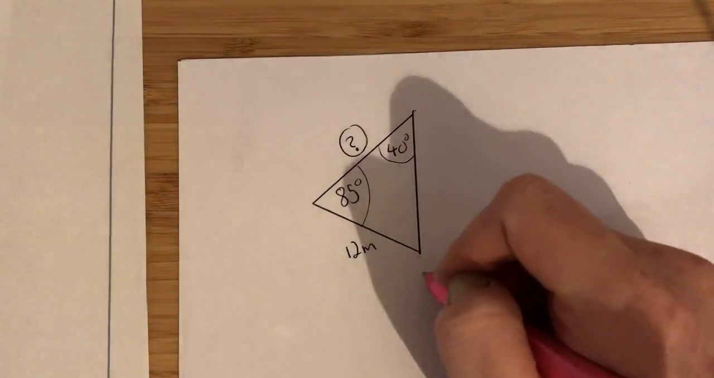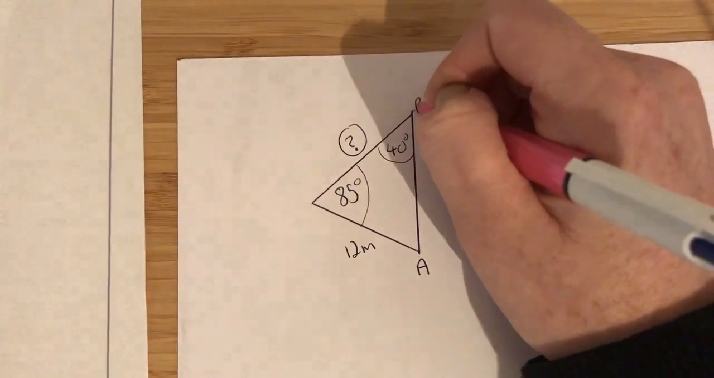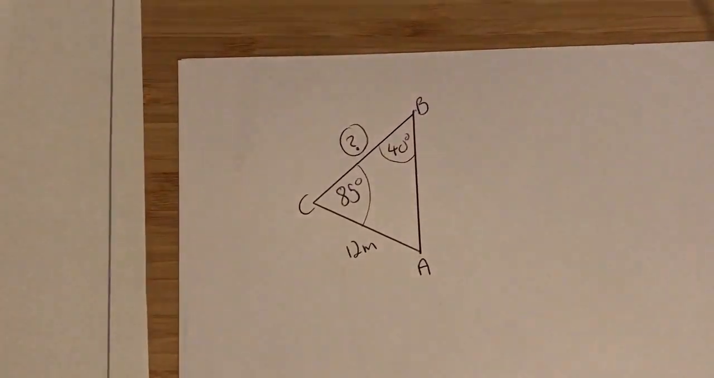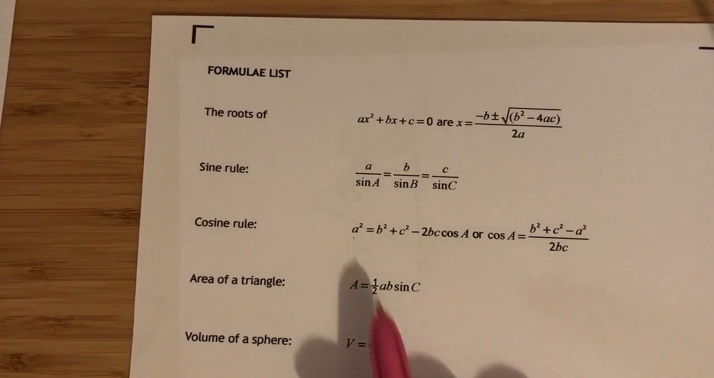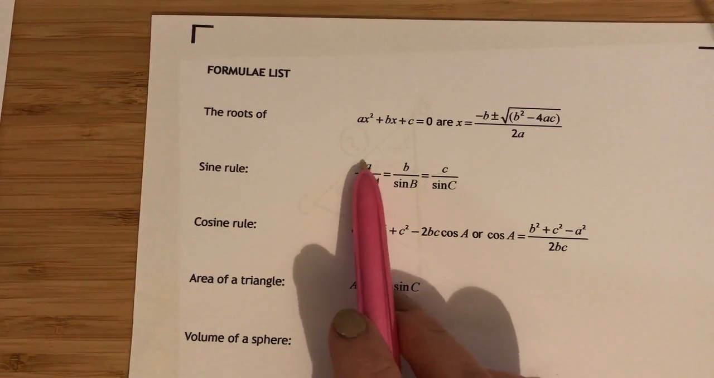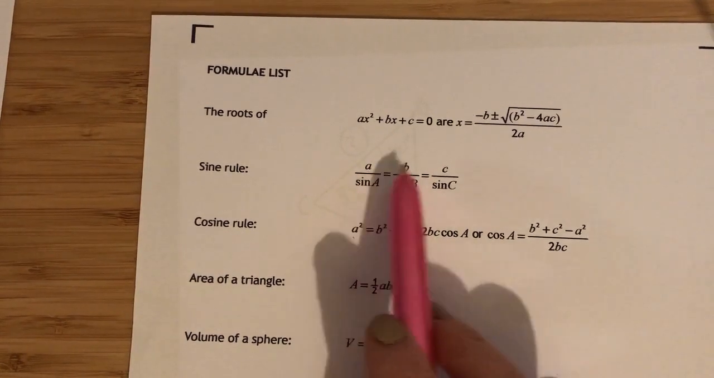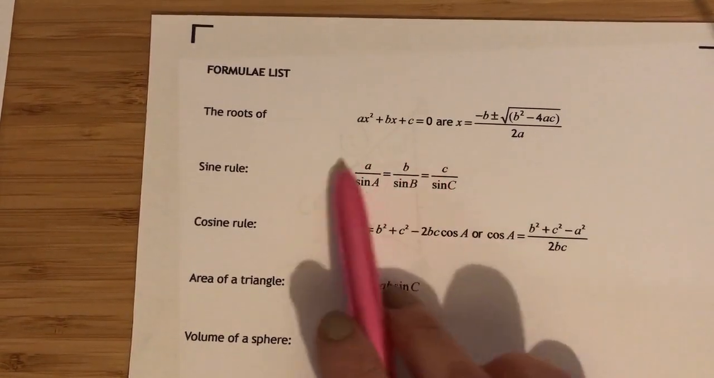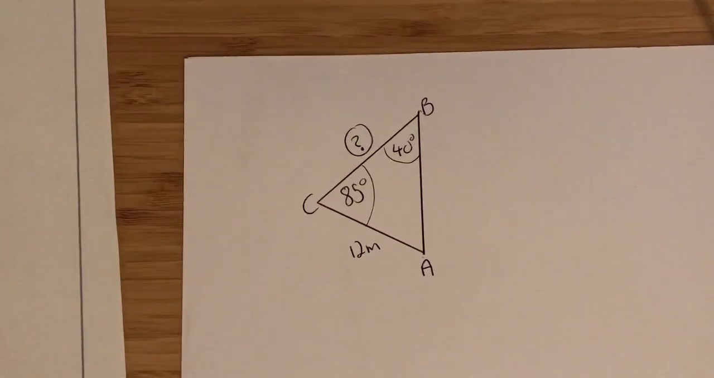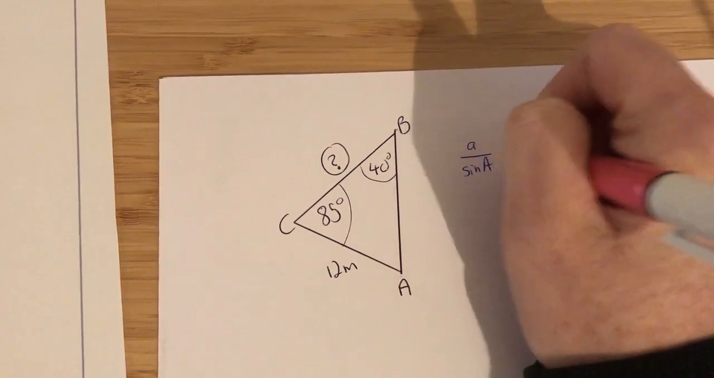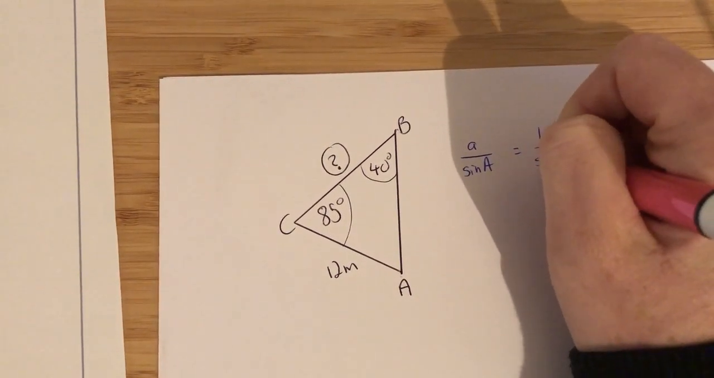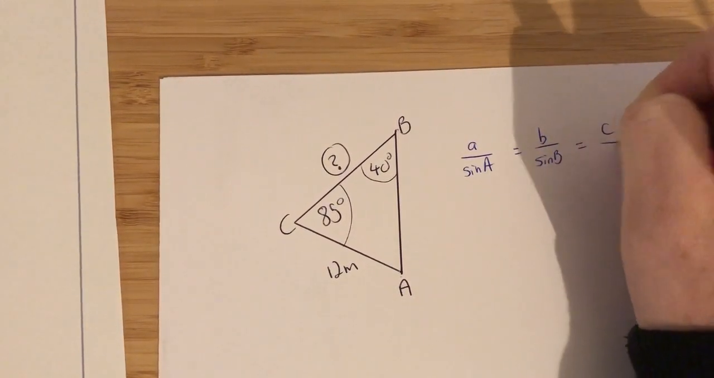Before I get started, I'm just going to label this A, B, and C so that we have corners there. I'm going to write down the sine rule exactly as it's given in the formula sheet. We're looking for a side, and that's already on the numerator here because it's little a, little b, little c. So if we're looking for a side, I'm just going to copy it down exactly as it is. So a over sine A equals b over sine B equals c over sine C.